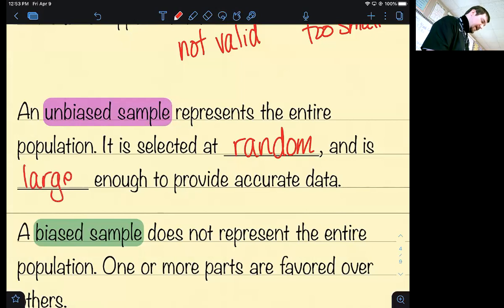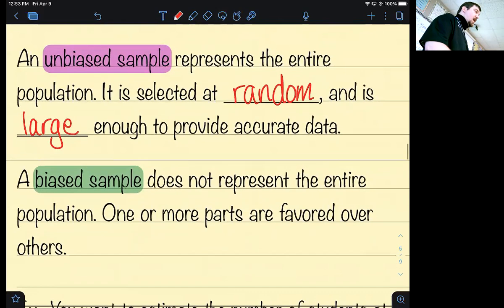Selected at random and it's large enough. You can't have a survey that's too small. You can't conduct an experiment that way. Okay, so unbiased is good. Biased is bad. That means you don't represent the entire population. You favor one or more parts over the others, whether it's you're umpiring a game that your child is playing in or your little brother is playing in or whatever.